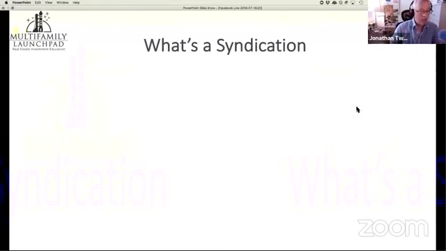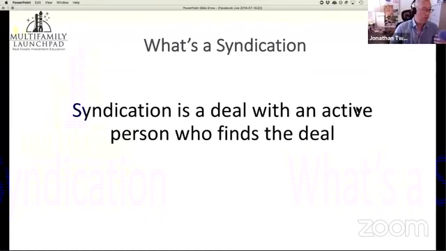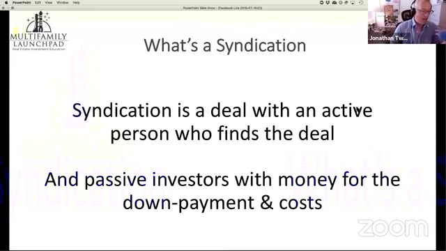So just really briefly for review, what is a syndication? A syndication is a deal where you have an active person who finds the deal, who's called the sponsor, and you have passive investors with money who cover the down payment and the costs. And just to preview something a little bit later, that active person, the sponsor, can also be a passive investor in the deal. And that's, I think, an easy way to get around that problem of, well, I'm putting in money, but then I'm supposed to get more because I'm doing the deal. And how do you structure that? Basically, you wind up with two hats on. And we'll talk about that later.